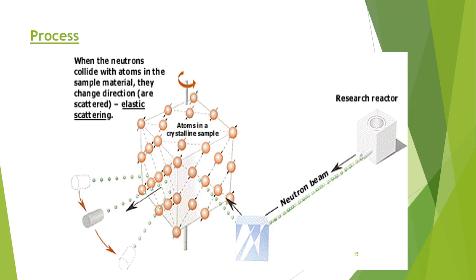After passing through the sample and after scattering from the atoms present in that sample, these are then collected by the detectors, and after collection of the neutron diffraction pattern, different kinds of software are used to determine the structure of a crystalline sample.